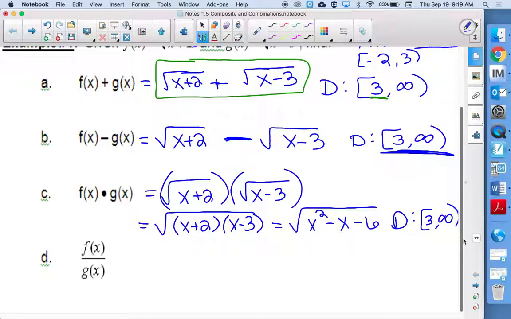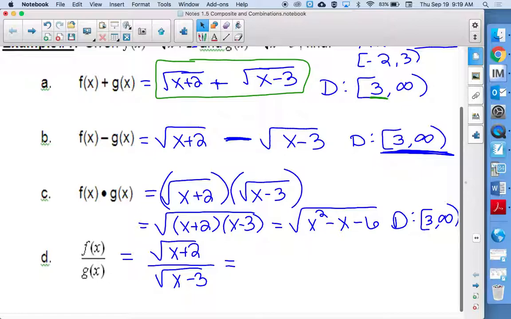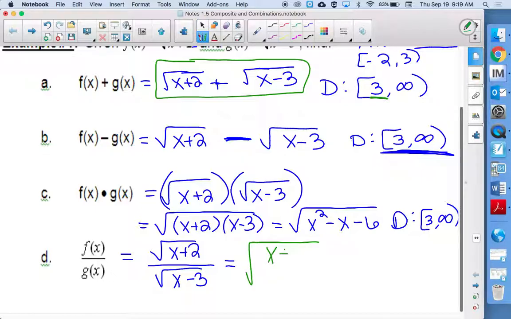So the last one wants us to divide the two functions, so pretty straightforward like we've done all of them. F of x is the square root of x plus 2. G of x is the square root of x minus 3. So knowing with multiplication that since they were the same radical, we combine them underneath 1. Multiplication and division are inverse operations. They have the same properties. So I can combine them underneath 1 radical since it's the same radical.